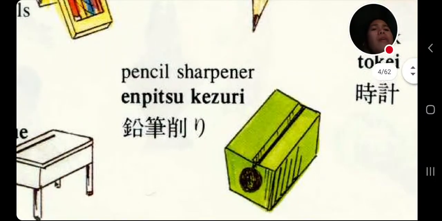Then we have here, sharpener. So, of course, if you have the pencil, you need to have sharpener. Empitsu, kezuri. So, if you remember, pencil is empitsu, sharpener is kezuri. So, you combine it, empitsu kezuri. Empitsu kezuri, arimasu ka? Kashite kudasai, empitsu kezuri.